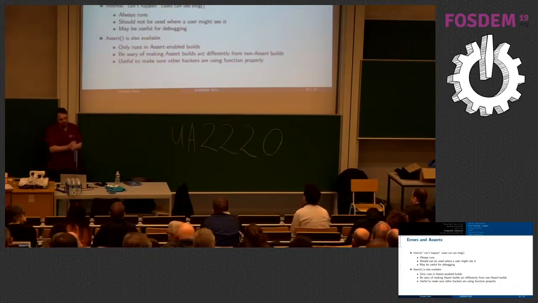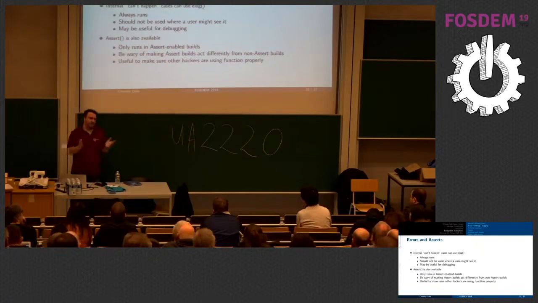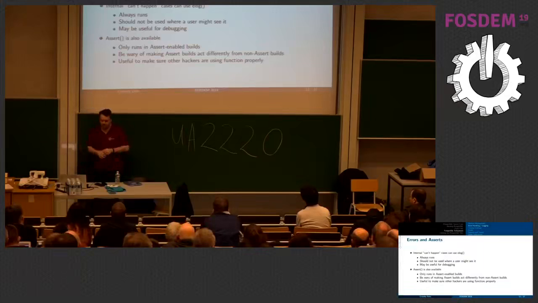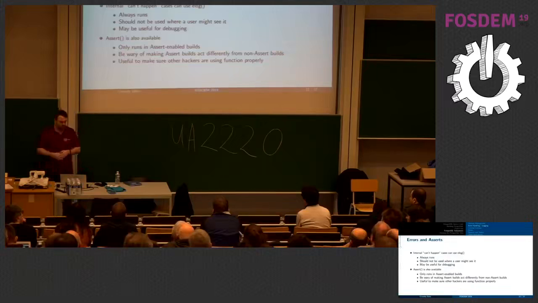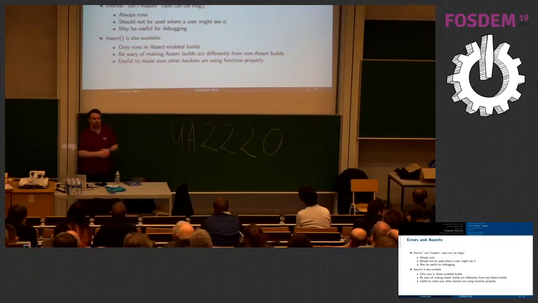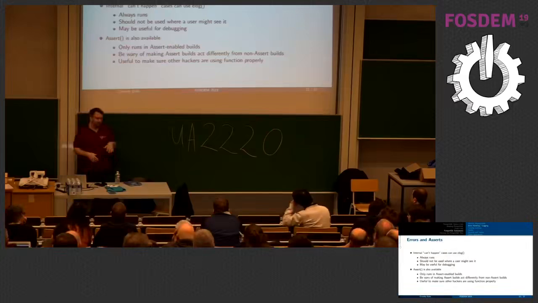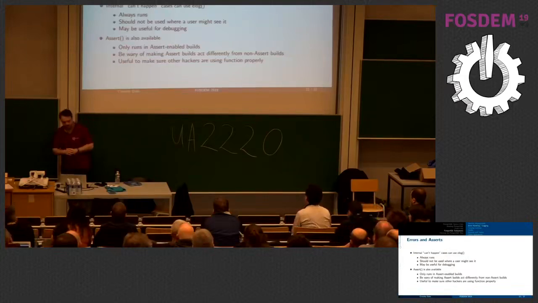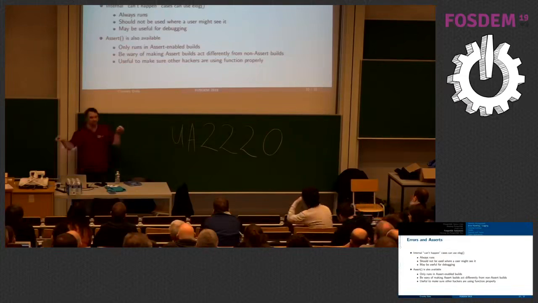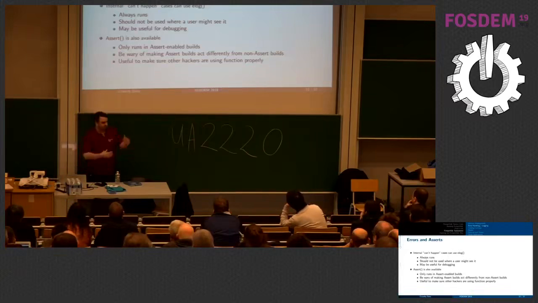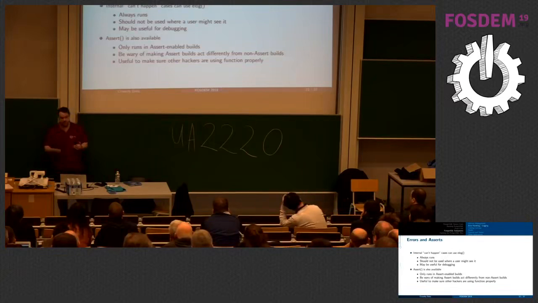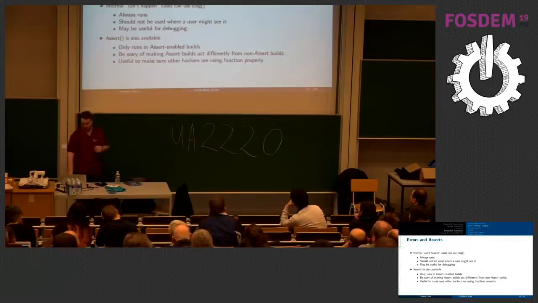Right, errors and asserts. So in the event that you have something that can't happen, right? These are situations that just shouldn't happen. You can use elog, right? Elog always runs, and typically it should not be used where a user might see the results, but it can be useful for debugging. Assert is your typical standard assert system where it's only running in assert-enabled builds. But do be aware that assert-enabled builds can therefore act differently from non-assert builds. But it's useful to make sure that other hackers are using your function correctly. Right? So when other people are writing code, they're typically doing it with asserts enabled, and it's good to have asserts in there to make sure that the arguments that are getting passed to your function make sense.